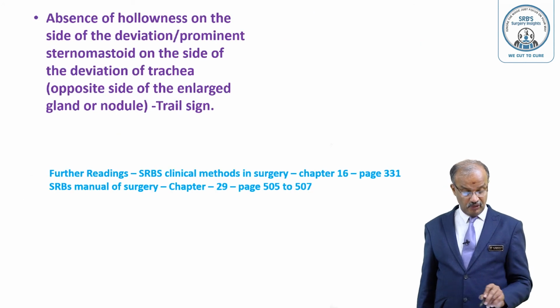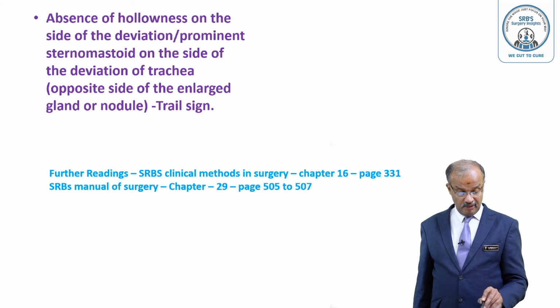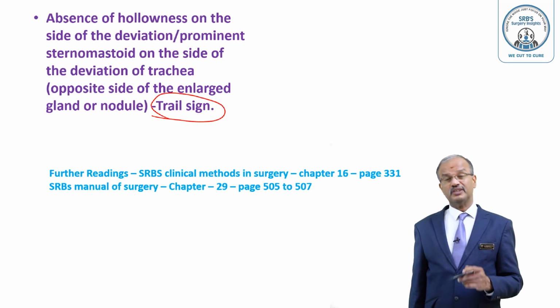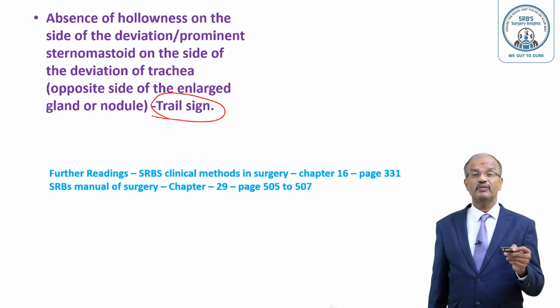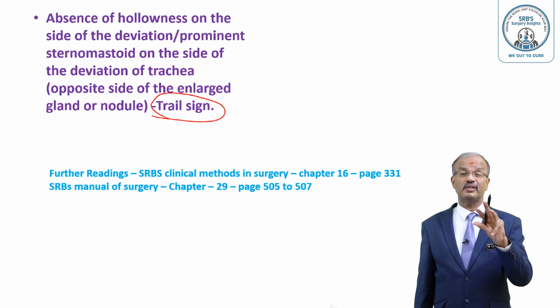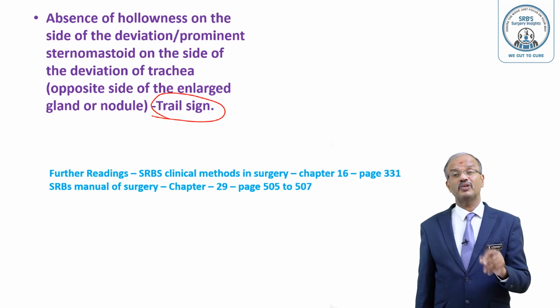And absence of hollowness on the side of the deviation, prominent sternomastoid on the side of the deviation of the trachea, opposite side of the enlarged gland. Trail sign is often asked as an MCQ. Viva they will ask. When you present a long case of thyroid also, they will ask what is Trail sign, how to examine tracheal deviation. Clinical is also important.